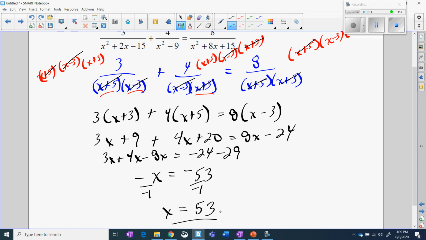And there you have it. That's how you solve equations involving rational expressions. You kind of use the buzzword: the buzzword is clear the fractions. And that will make your life so much easier if you learn that process. All right, so that is how we solve rational equations.